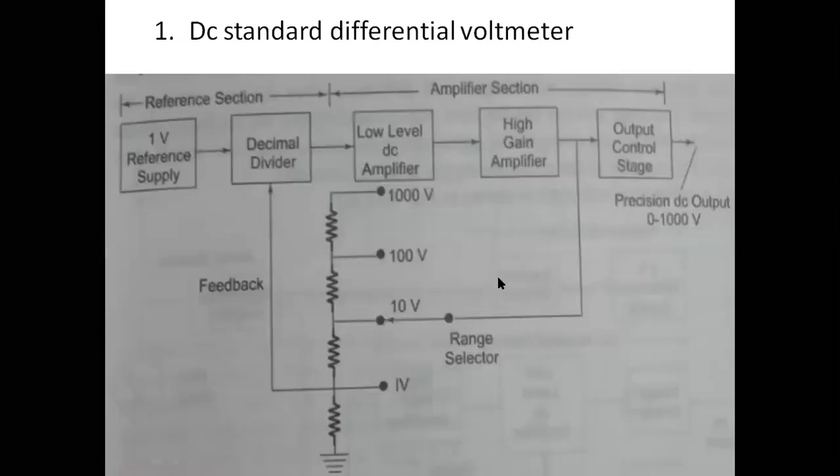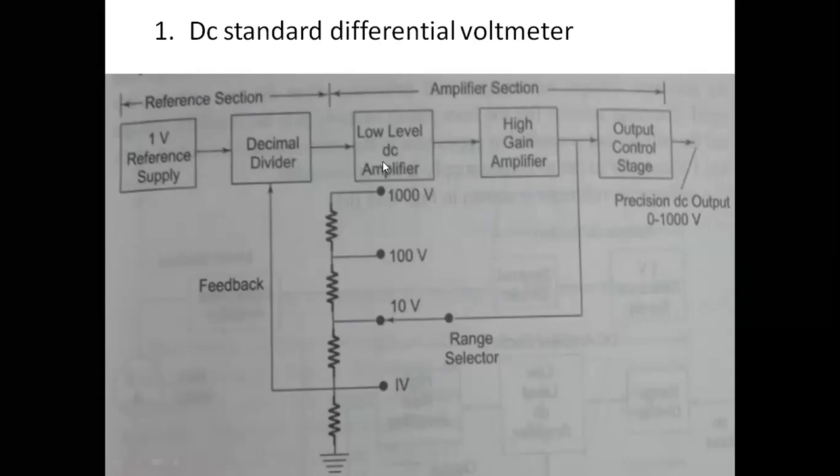The first one is the DC standard differential voltmeter. Here we will see the block diagram of the DC standard differential voltmeter. In this case we have a reference section, where we use the 1 volt reference supply. Generally we can measure microvolts of voltage with this arrangement.